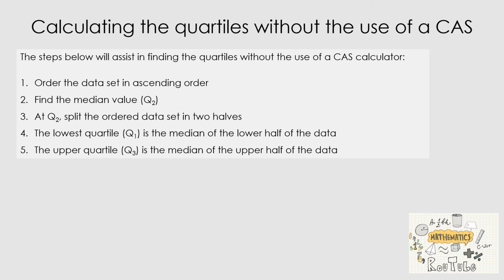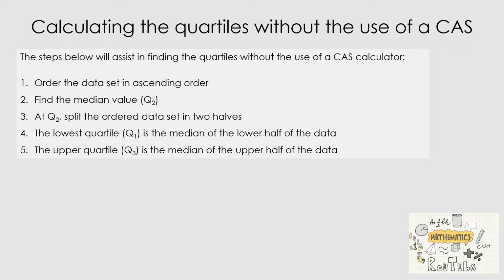So the first step is to order the data set in ascending order, so from the minimum value to the maximum value. We then have to find the median value, which we know is Q2. If you need any assistance on finding the median, please feel free to check out my median video. Then once you have Q2, split the ordered data set in two halves, one to the left and one to the right.